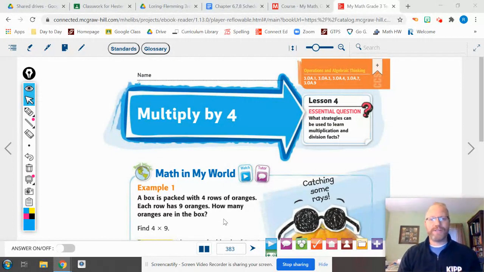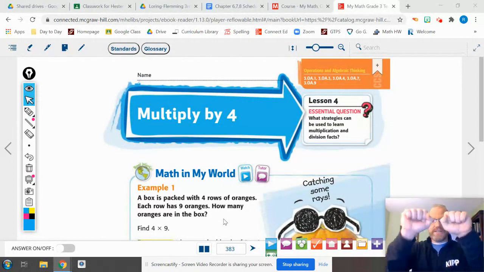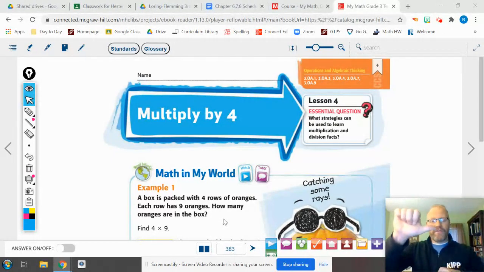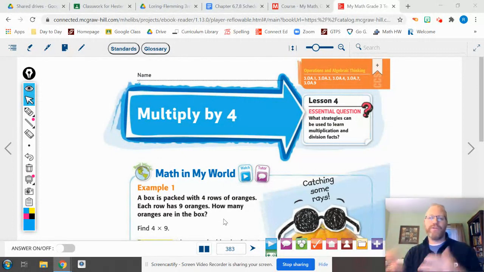So we're going to start with 0 times 4, which is 0, 4, 8, 12, 16, 20, 24, 28, 32, 36, 40, 44, 48. So those are our 4s, and we went all the way from 0 to 12.